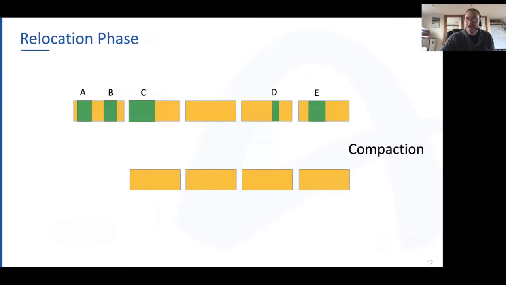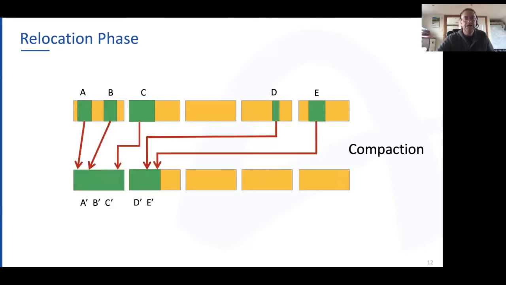We then come to the relocation phase, where we need to move objects around within the heap in order to eliminate fragmentation and make them contiguous. So in the diagram here, we've got 5 objects, A, B, C, D, E. And to compact those, we need to copy each of those objects into a new position, which we can do by saying A prime, B prime, C prime, and so on. So we copy the objects from A to A prime and so on.